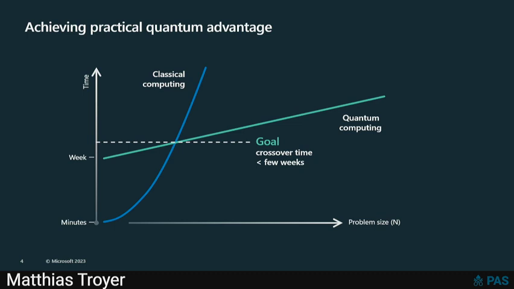We need, of course, quantum speedup, meaning that the scaling on the quantum machine is slower than on the classical one. And then as the problem size goes to infinity, the quantum curve will be below the classical one. The quantum will win. The question just is, where is this crossover? And we need this crossover time to be short enough.